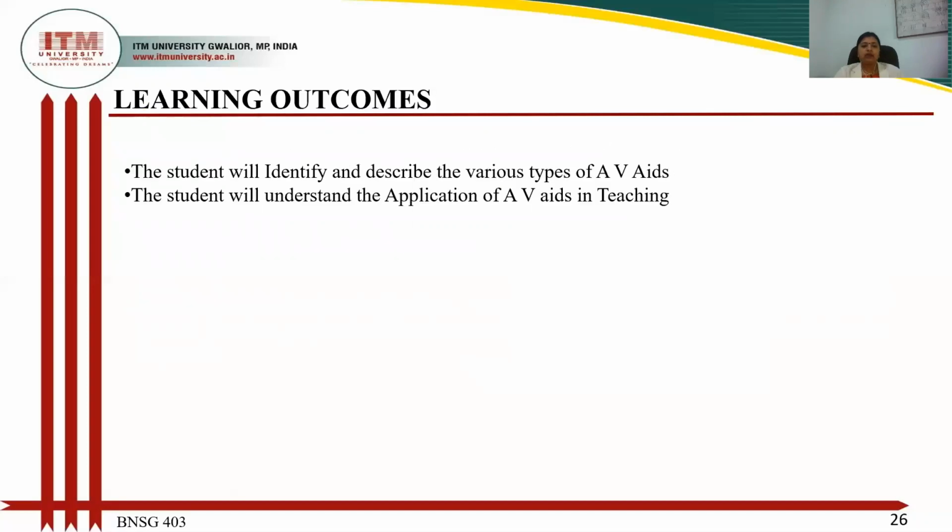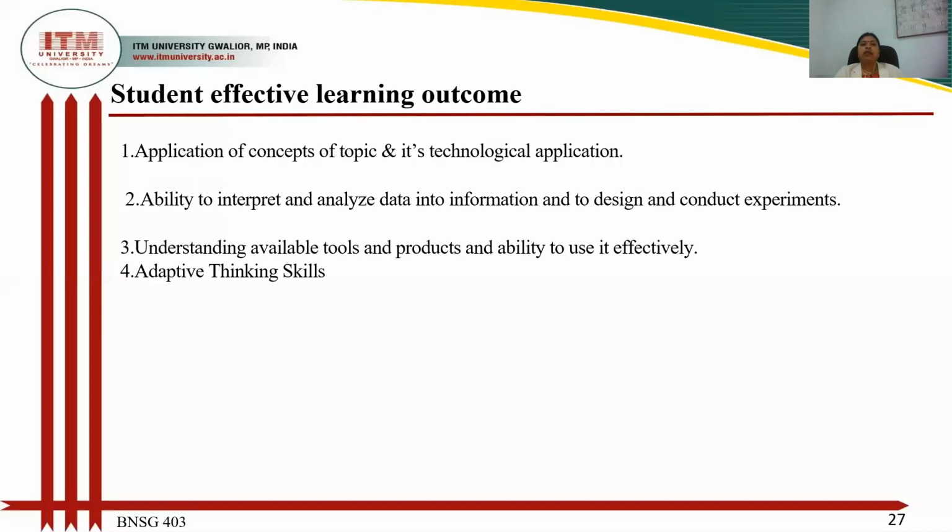The learning outcome: the student will identify and describe the various types of AVAids, and the student will understand the application of AVAids in teaching. Our student effective learning outcome was the application of the concepts of the topic and its technological application, the ability to interpret and analyze data into information, and to design and conduct experiments. So understanding available tools and products, the ability to use them effectively, and adapting thinking skills.